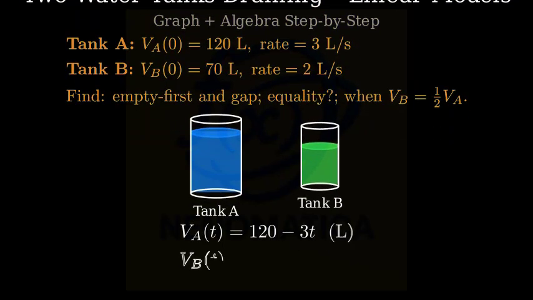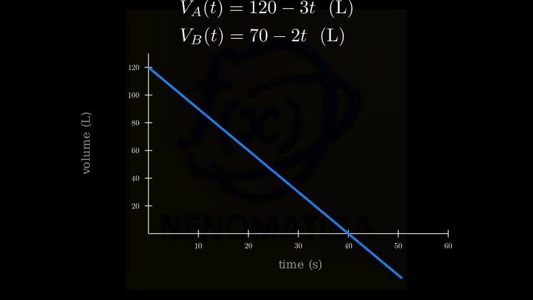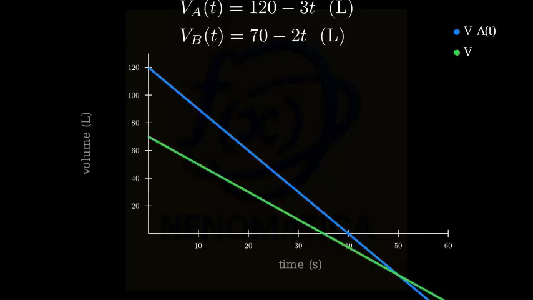Since the draining rate is constant, volume is initial volume minus rate times time. That gives V_A(t) = 120 - 3t, and V_B(t) = 70 - 2t. Let us place both models on a single graph of volume versus time. The horizontal axis is time in seconds, and the vertical axis is volume in liters.